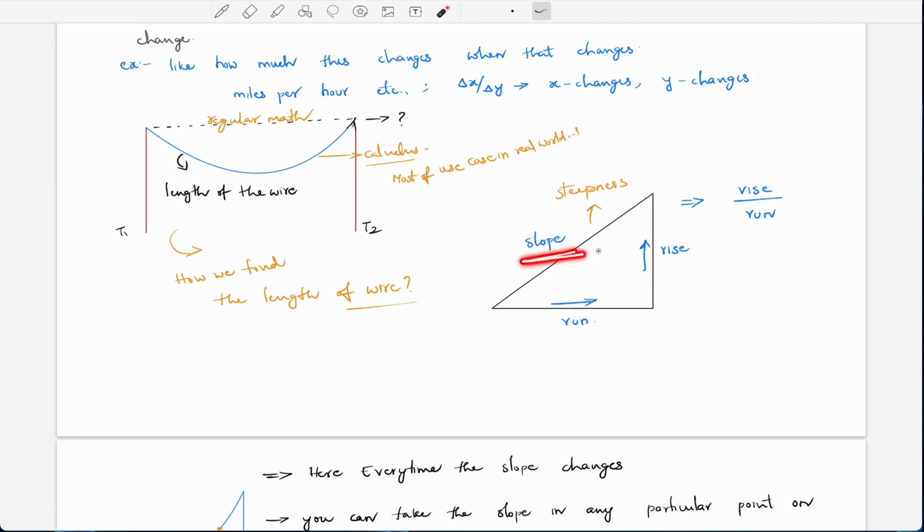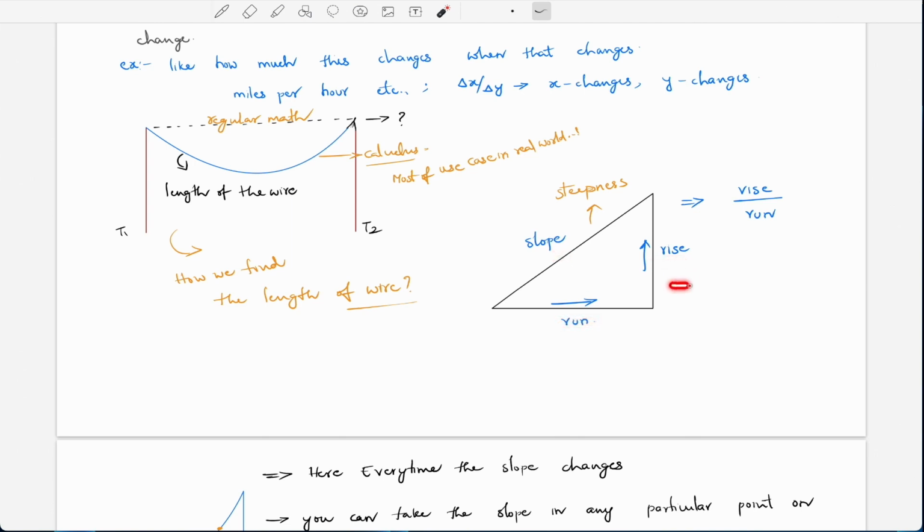The slope of the line is rise over run, which is also equal to y2 minus y1 over x2 minus x1. We're going to have this formula in our further lectures, don't worry. I'm just giving an introduction to the calculus. So what is the slope? How do we find the slope? It is rise over run, right?